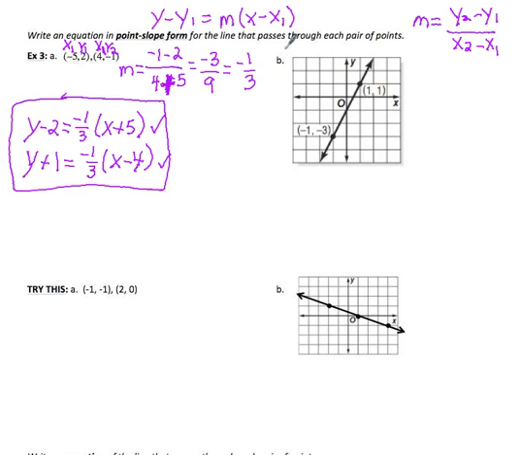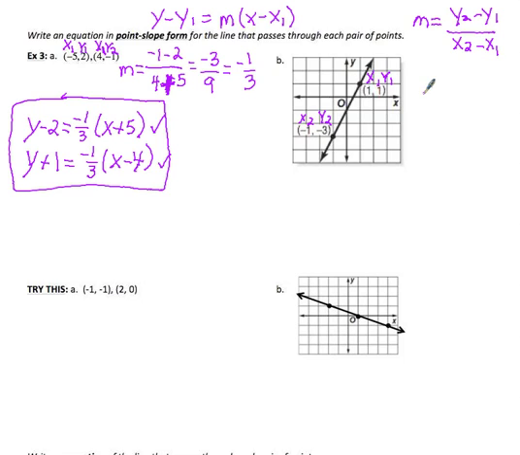So now in B, we're going to do the same thing. It's just given to us on the graph, okay? So 1, 1, and -1, -3 are my 2 points here. You can see, and they're labeled for us. So I'm still going to use the point slope formula. Just to show you, I'm going to use this as my x1, y1, and I'm going to use this as my x2, y2, okay?